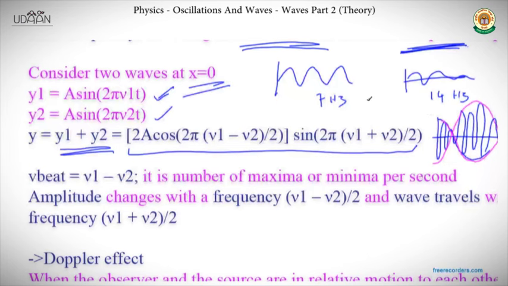Inside this envelope, the amplitude is oscillating with a frequency of v1 minus v2 by 2. And the wave on the whole is traveling with a frequency of v1 plus v2 by 2. Both of these results come simply from superposition, and you can check that from the expression for y1 plus y2. And in most of the questions, the question requires understanding the beat frequency, which is nothing but the difference in frequencies of the input waves.